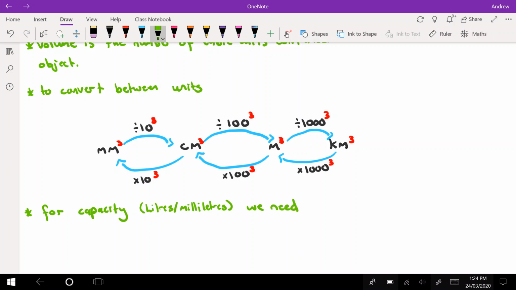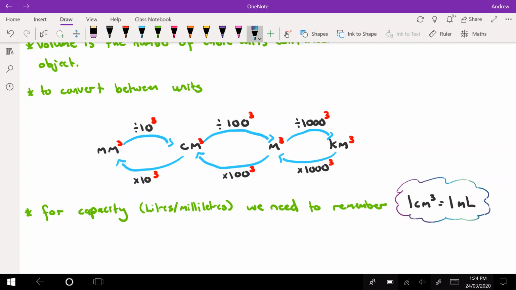I like to call it the golden ratio. It's not the golden ratio, but it's just what I call it. One centimetre cubed equals 1 milliliter. So if you have the volume of an object, to say it's 100 centimetres cubed, that means you can put 100 millilitres worth of liquid into that space.